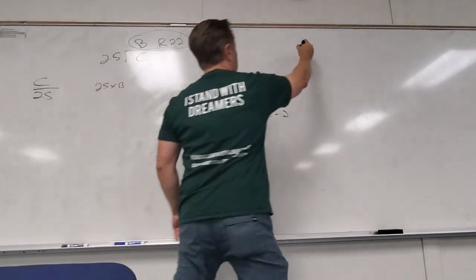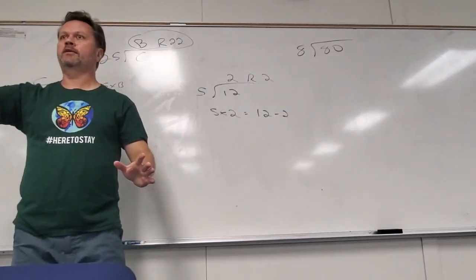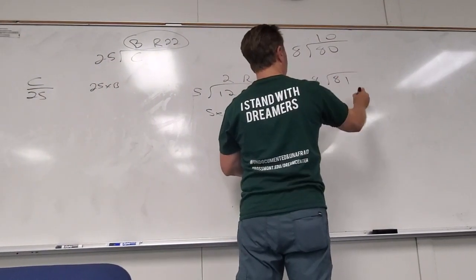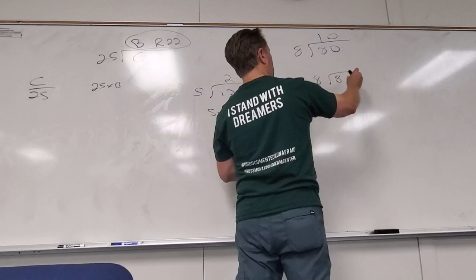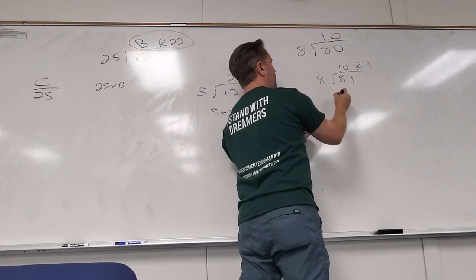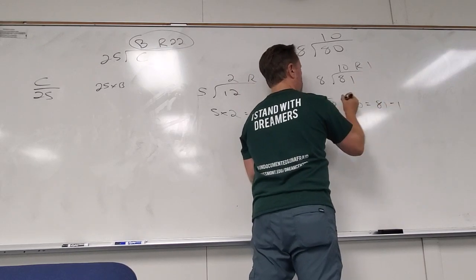So for example, 8 goes into 80, correct? That goes in beautifully evenly, correct? That's 10. So 8 goes into 81, 10, remainder 1. What does this mean? 8 times 10 is equal to 81 minus 1.